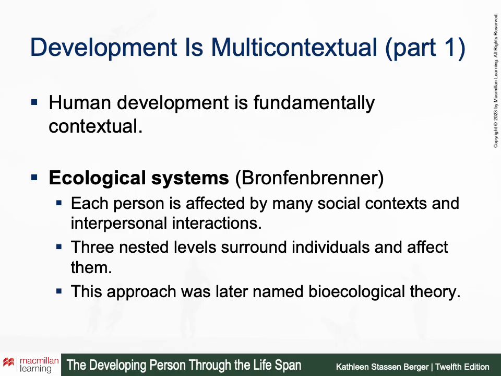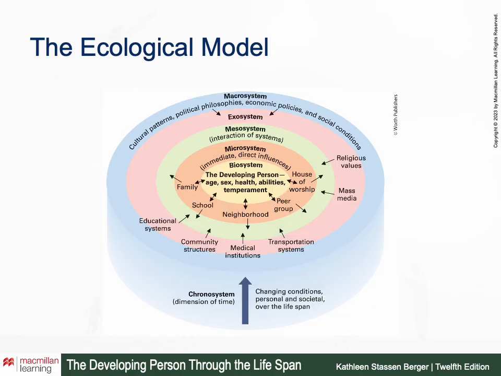ecological system. Bronfenbrenner is who developed this, and this approach was later named the bioecological theory. And as you can see here, the ecological model, so the most obvious is the microsystem, which is each person's immediate social context, such as family and peer group. And then also important is the exosystem, which is local institutions such as school and houses of worship. And then beyond that is the macrosystem, which is the larger setting and includes cultural values, economic policies, and political processes.